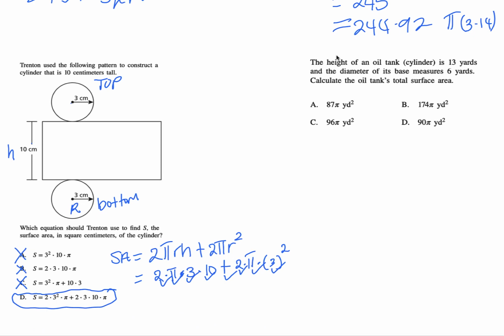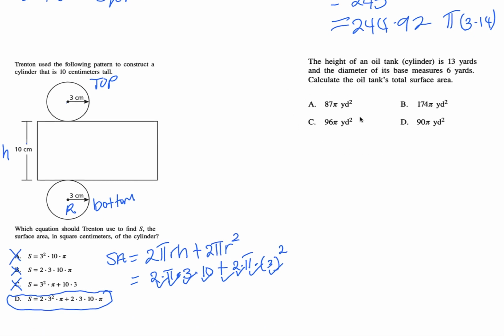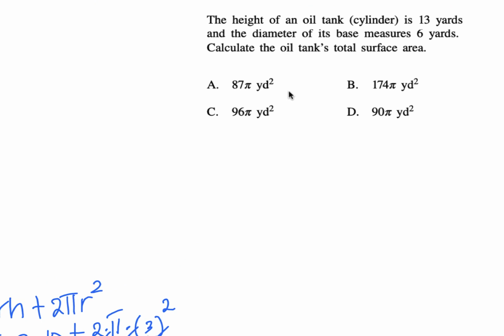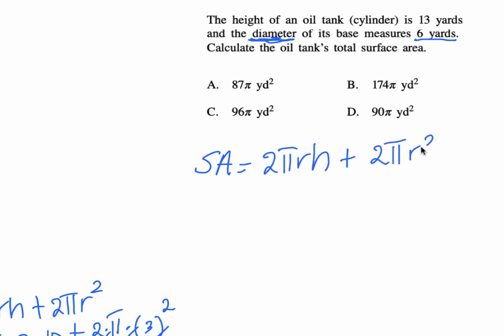I threw in this question here with the oil tanker because not all the time may you get an answer that's numerical. It says the height of an oil tanker, which is a cylinder, is 13 yards, and the diameter, remember, read carefully, of the base is 6 yards. They want you to calculate the oil tank's total surface area. So surface area is 2 pi RH plus 2 pi r squared.